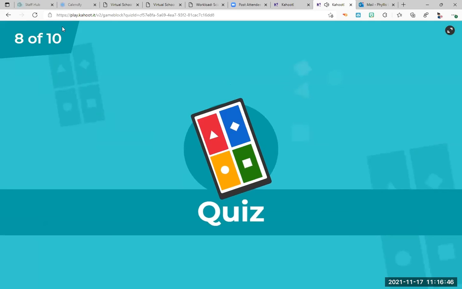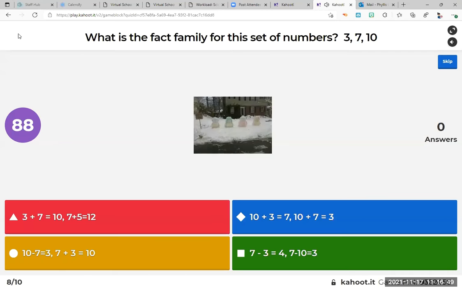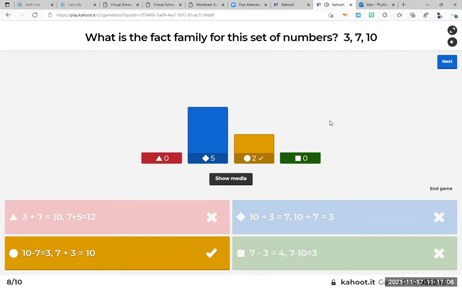What is the fact family for this set of numbers? Choose equations that match the numbers. Don't let any strangers in the house. Don't let any strangers in. No strangers. Oh, I see a stranger in red. Okay, the correct answer.